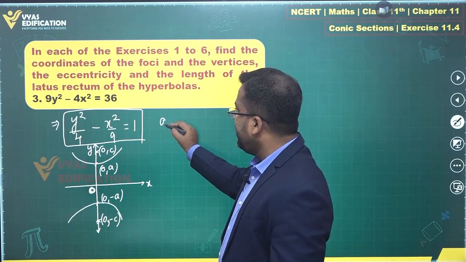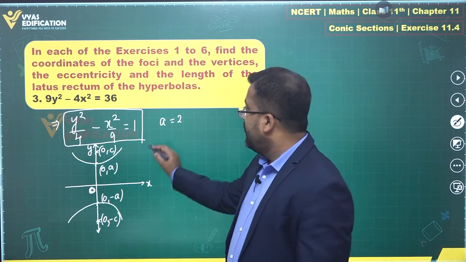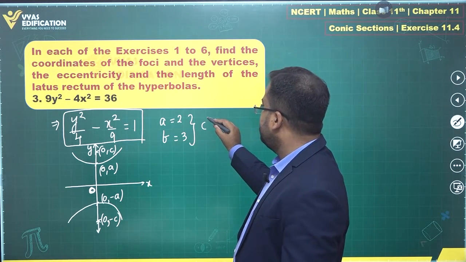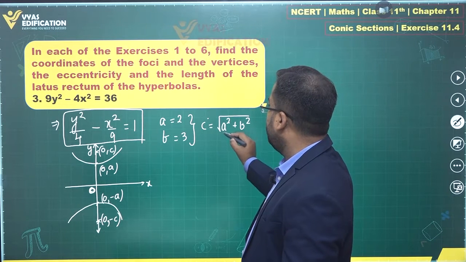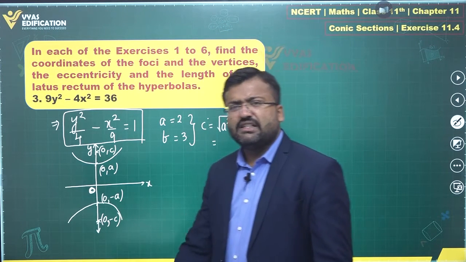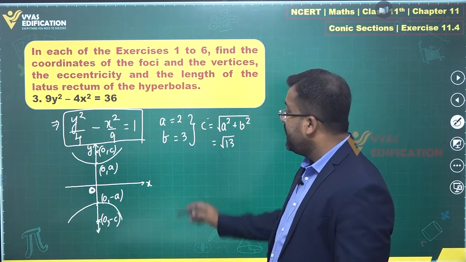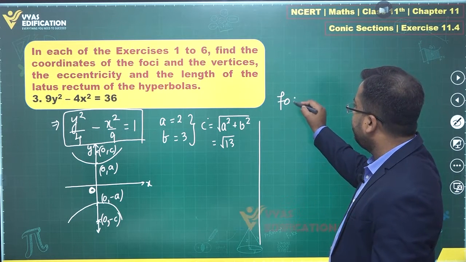You can easily identify a equals 2, since a square is 4. b square is equal to 9, so b equals 3, and with the help of this, c is equal to under root of a square plus b square. Now what is that? a square plus b square is 13. Under root 13 is the value of c. And once we have found all of these things, the coordinates of foci are very simple.